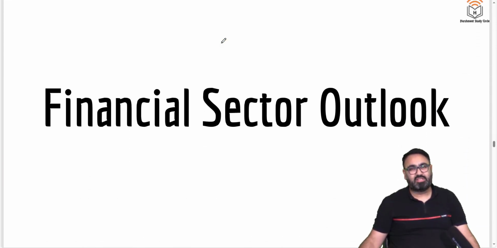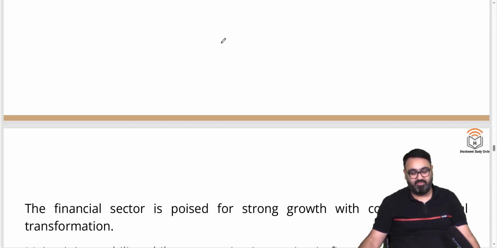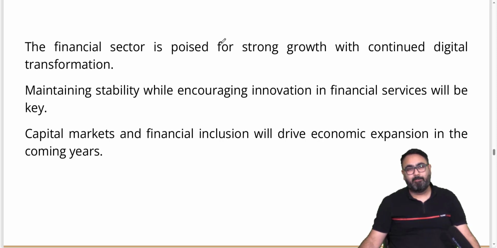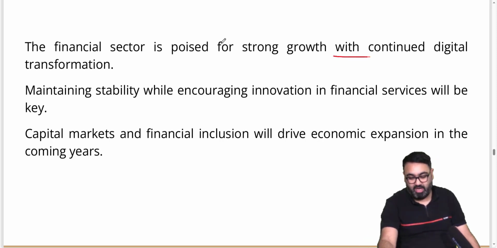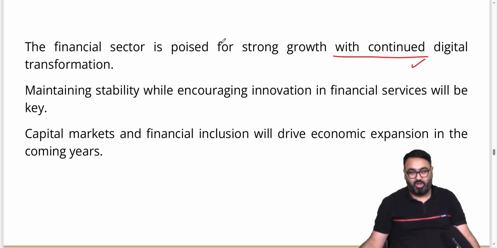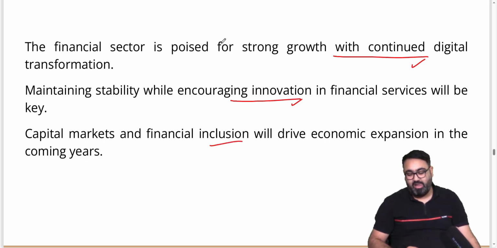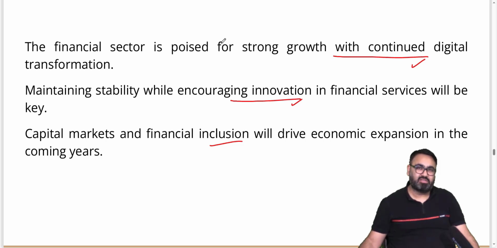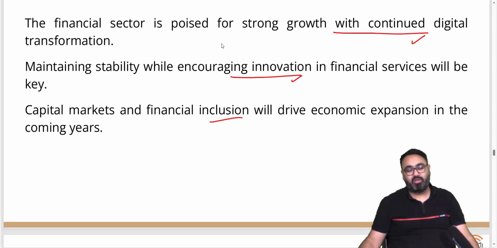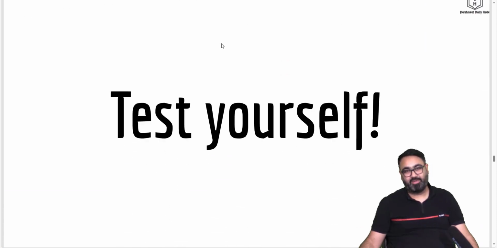The economic survey, at the end of this chapter, talks about the financial sector outlook, meaning what is the prediction in the coming few months. It says the financial sector will have strong growth and will continue the digital transformation. It also says that financial services would see a lot more innovation coming in, and capital markets, stock exchanges, etc. will drive the expansion. There will be many more people who will be investing in these markets in the form of IPOs, etc. This was the main summary, the main pointers from the second chapter of this year's economic survey.